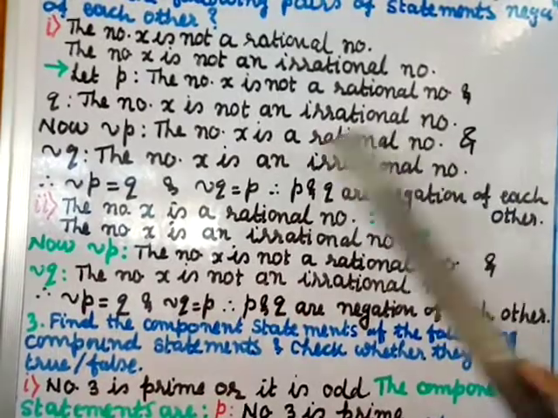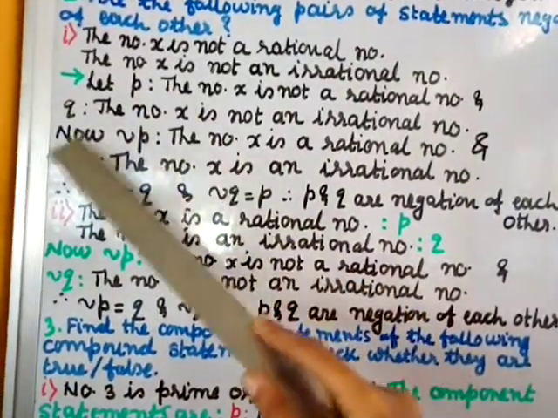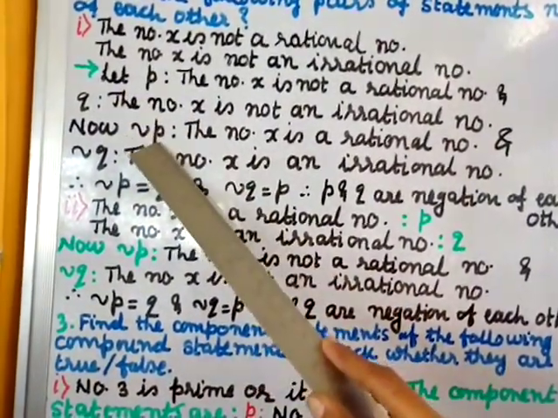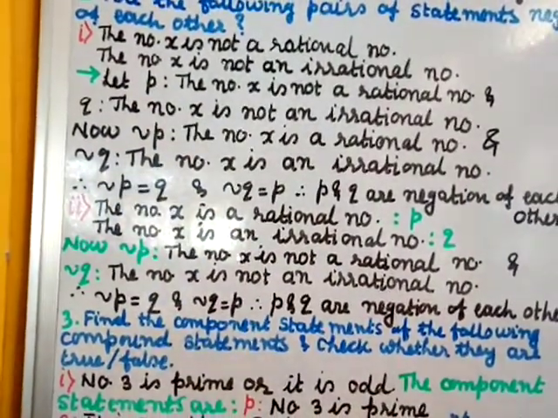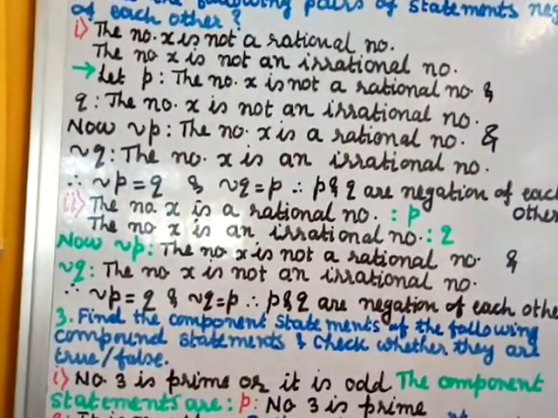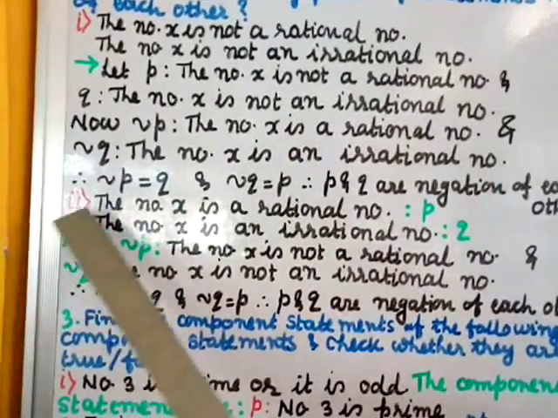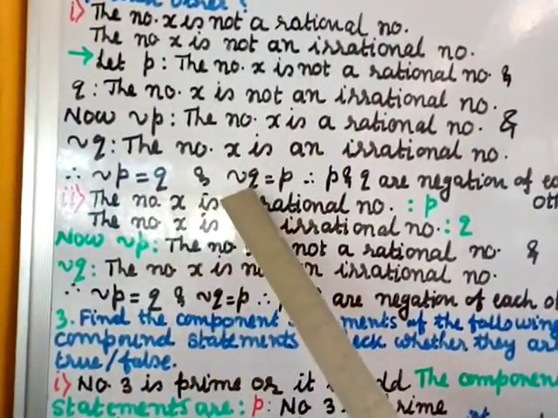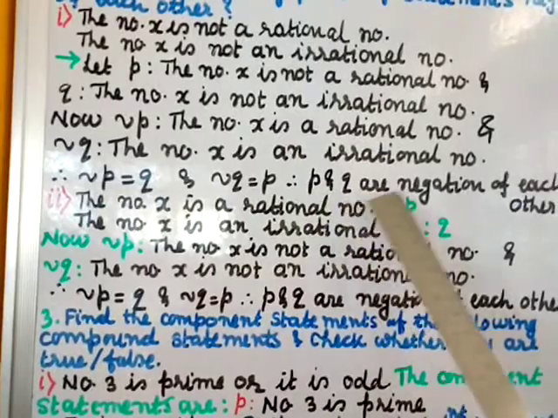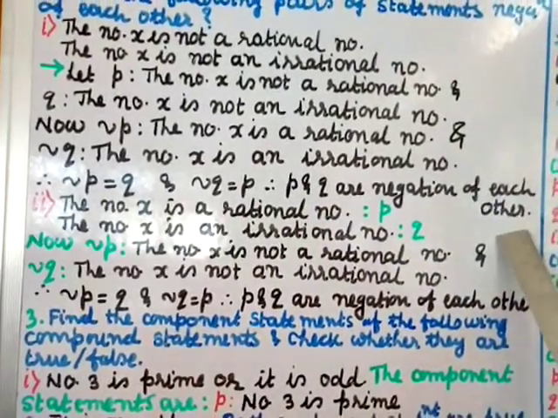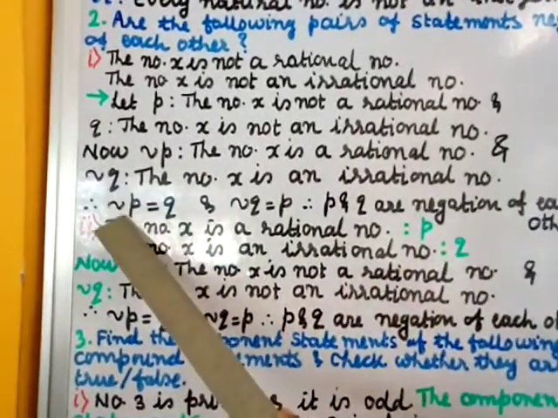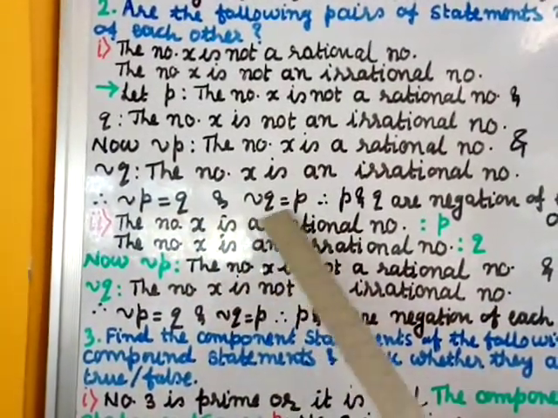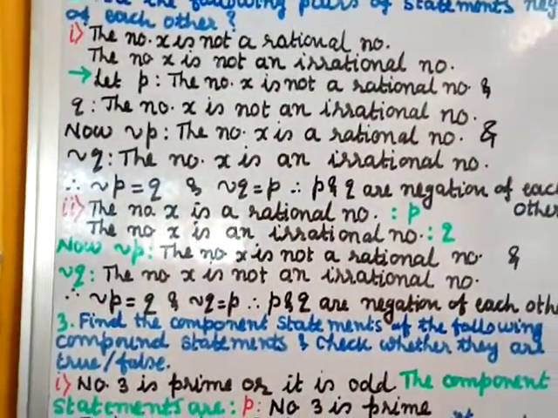Now from not P and Q, and P and not Q, we can see that they are similar statements. That means I can say not P equals Q and not Q equals P. Therefore P and Q are negations of each other. So obviously P and Q are negations of each other, because not P is Q and not Q is P. That means they are negations of each other.